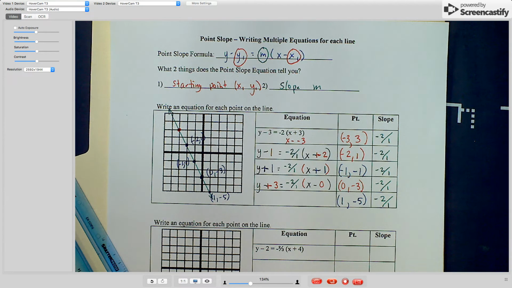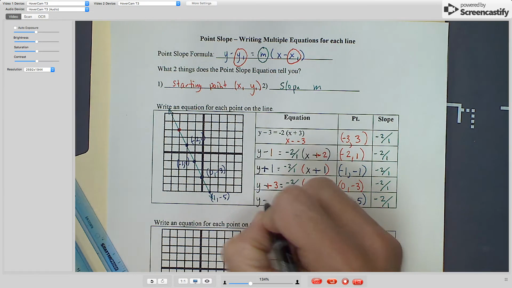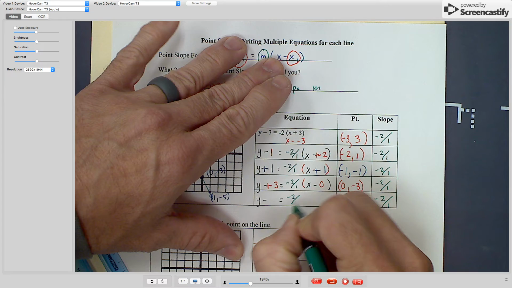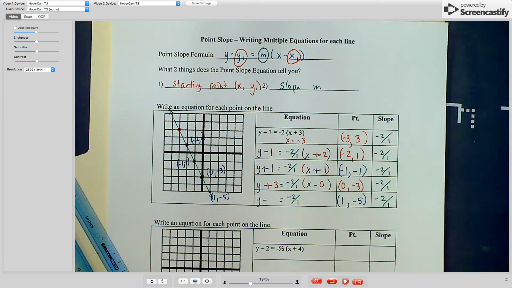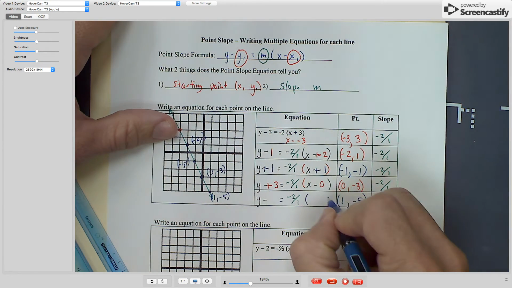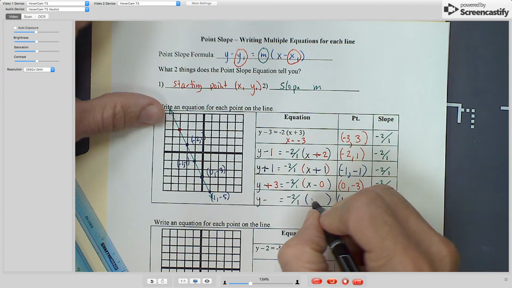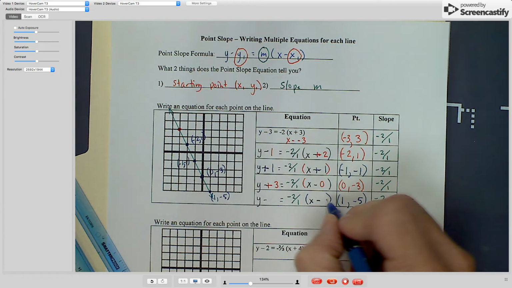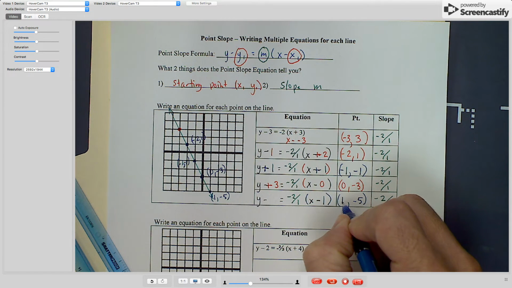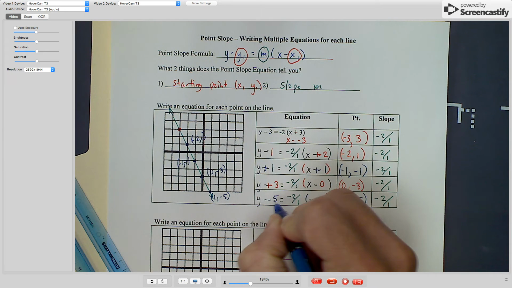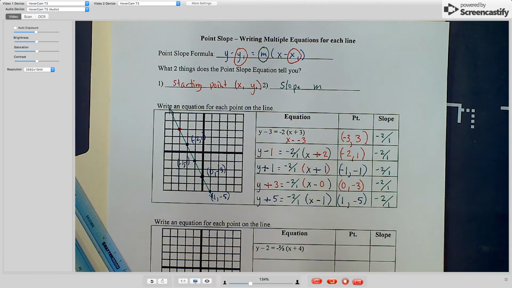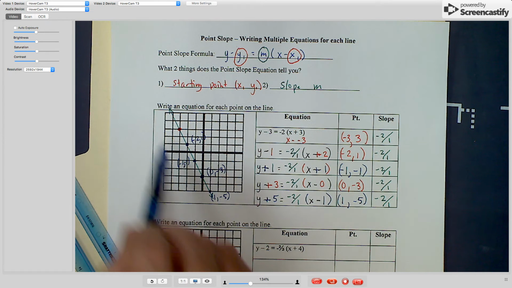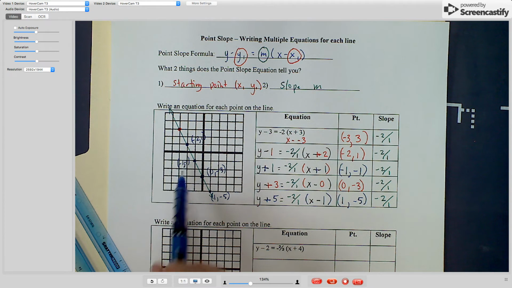And then for the last one, y minus space is equal to negative 2 over 1 times x minus whatever number. Now our number for this one would be x minus 1, because that's my x value, and then y minus a negative 5, which turns into y plus 5. And we have just written 1, 2, 3, 4, 5 different equations for this line, because there are 5 different points that we have identified.